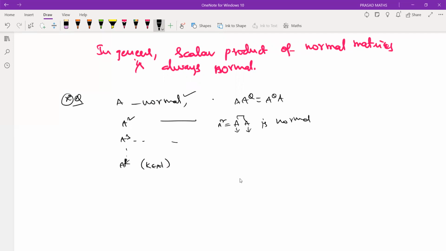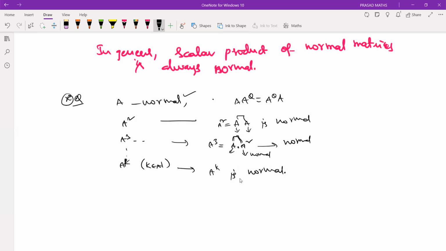Similarly, what is A cube? A cube is nothing but A into A square. As you have seen, A square is normal, A is normal, and these both are commutative. Therefore, it is normal. A into A square is equal to A square into A. Both are the same. So similarly, by induction, A power K is normal.